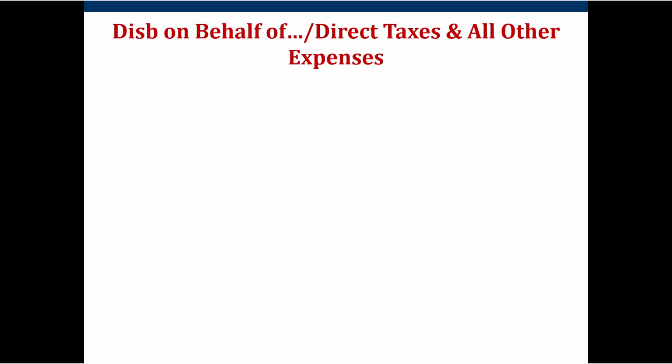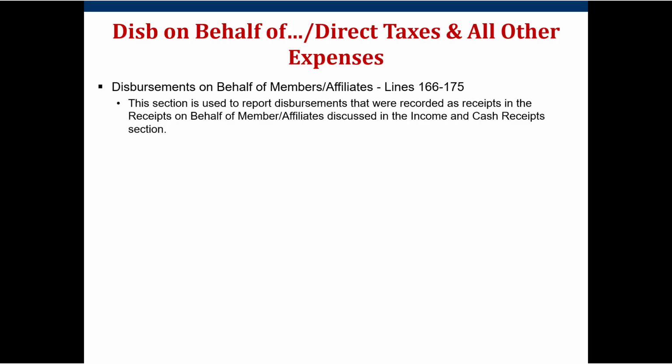The next section is disbursements on behalf of members and affiliates, listed from lines 166 through 175. This section would be used to report disbursements that were previously recorded as receipts in the receipts on behalf of member and affiliates discussed in the income and cash receipts section. Disbursements in this section would not be considered expenses of the local union.